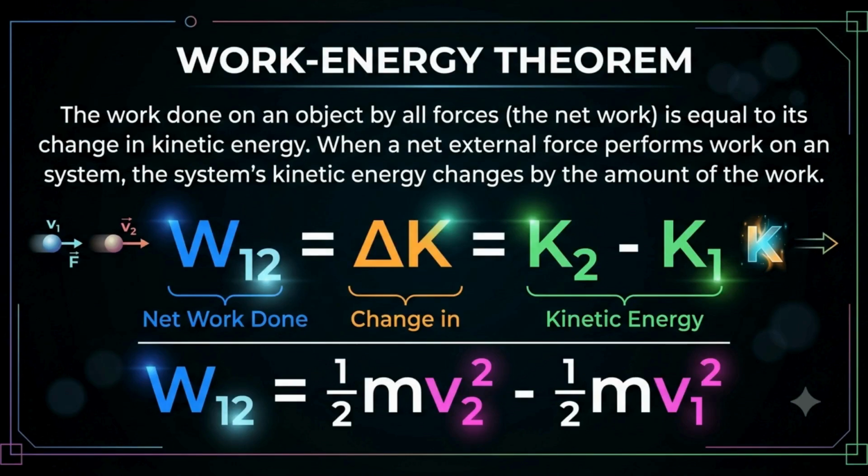Work done on an object by the net force is equal to the change in the object's kinetic energy. That is what we call the work energy theorem, and it is given by this formula, where work net is equal to delta K, the change in the object's kinetic energy.